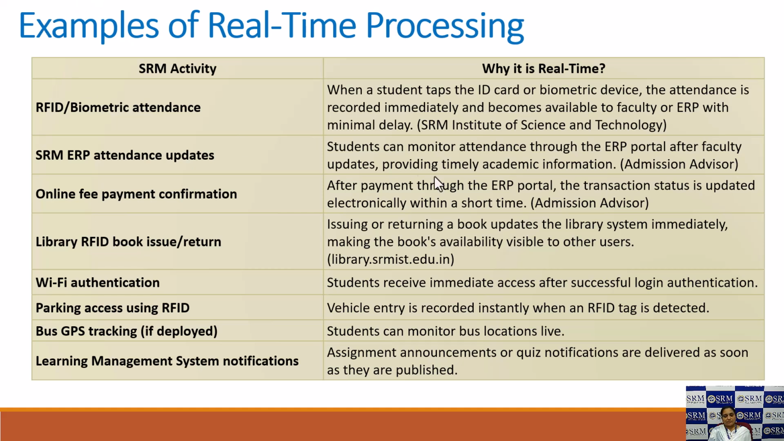And SRM ERP attendance updates: students can monitor their attendance through the ERP portal after faculty update it, providing timely, immediate transactions. Then online fee payment confirmation, where you immediately require a receipt. Library RFID book issue: once you return the book, it's updated. Wi-Fi authentication, where students receive immediate access after successful login. Parking access using RFID, and the Credi app in SRM that we use for parking, especially for two-wheelers. And bus GPS tracking, which may very soon be coming up in SRM buses.